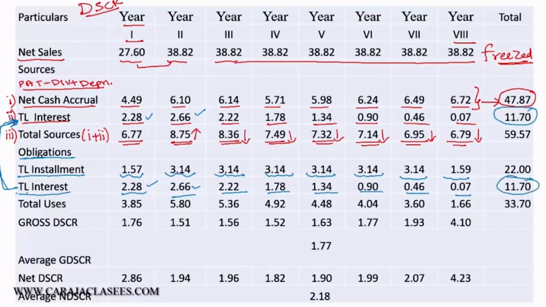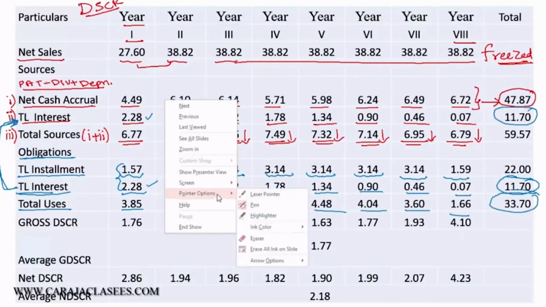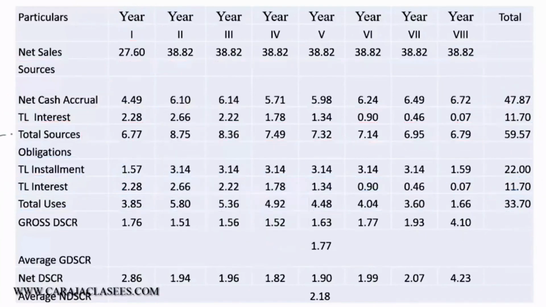Now let us total the uses. We'll total the uses, that is sum of these two, 3.85, 5.8, it goes, and so we have the total uses as 33.7 crore. Okay, now let me clear all this. Yeah, so this is the total source and this is the total use. If this total source is divided by total use, what you get is gross DSCR, because this is nothing but PAT minus dividend plus depreciation plus term loan interest divided by term loan interest plus term loan principal repayment. Okay, so that gives gross DSCR.